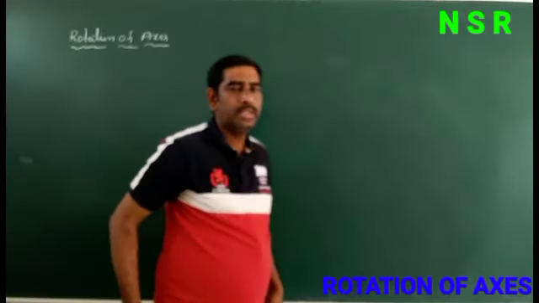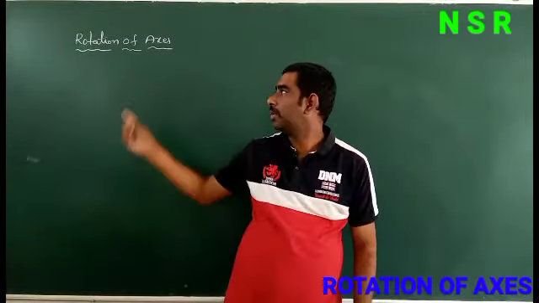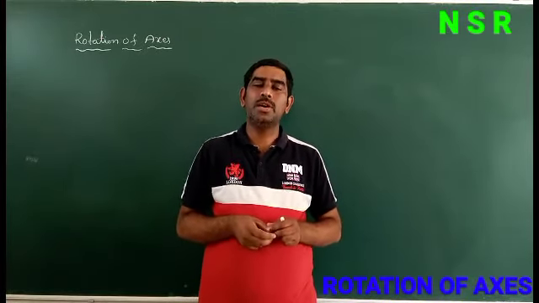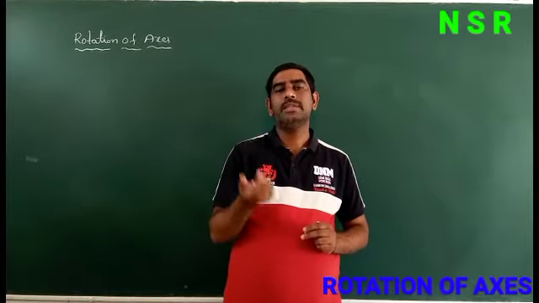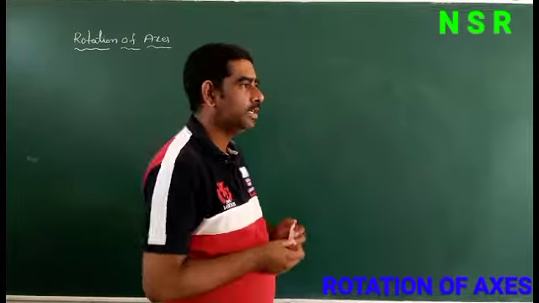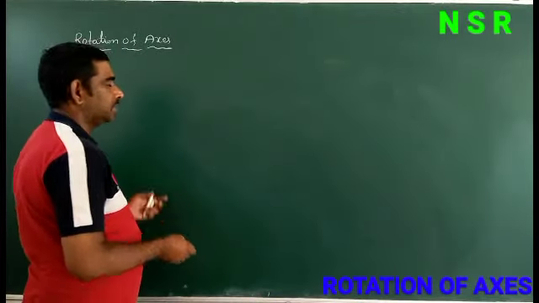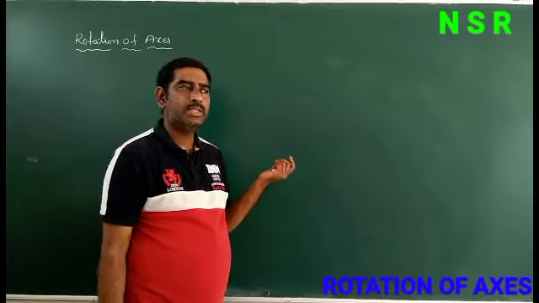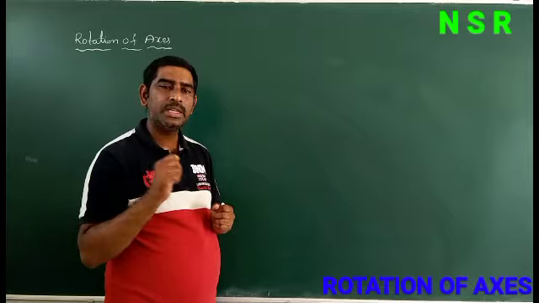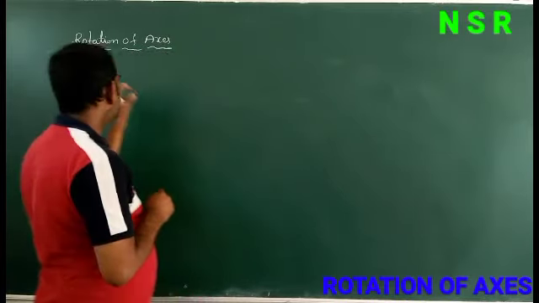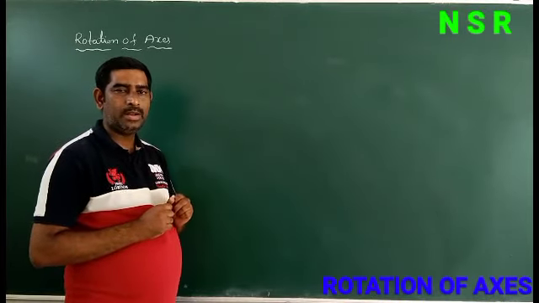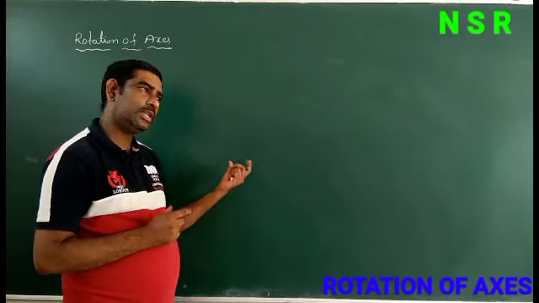Rotation of axis means rotating the axis. The rotation of axis is obtained by rotating the axis through some angle without changing the position of the origin. In transformation of axis, the origin is shifted to a different point in a plane without changing the direction of the axis. But in rotation of axis, we rotate the axis with some angle without changing the position of the origin.